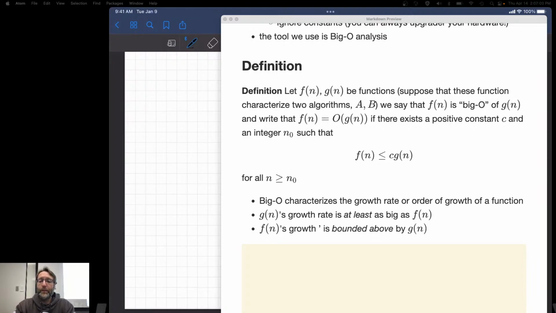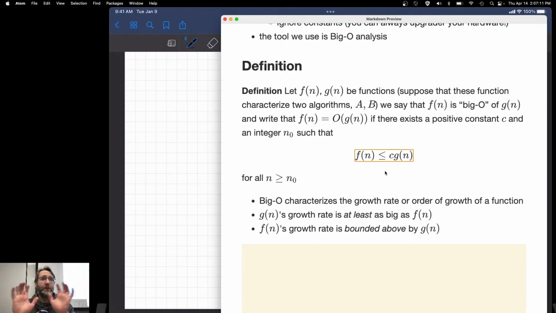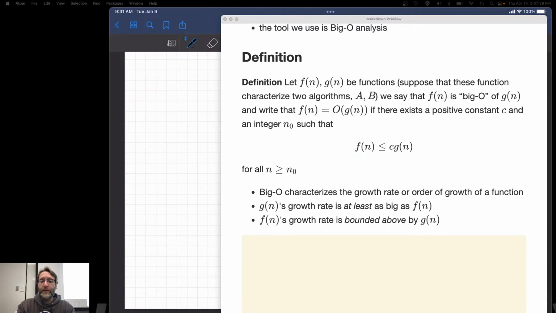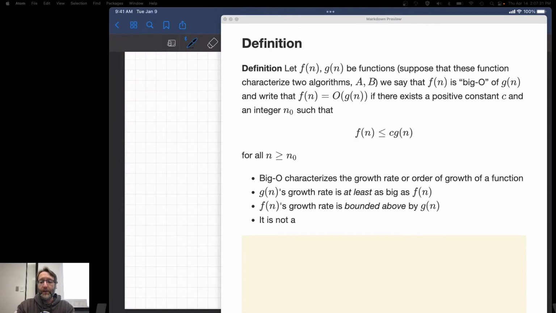So why do I emphasize at least and bounded above? It's because of this less than or equal to here. It is not necessarily strictly less than. Of course, you can talk about that, but it's not a loose bound. We're just saying that this function grows at least as big as this function. They could be the same. In fact, here are some examples. It is not a strict relative comparison.